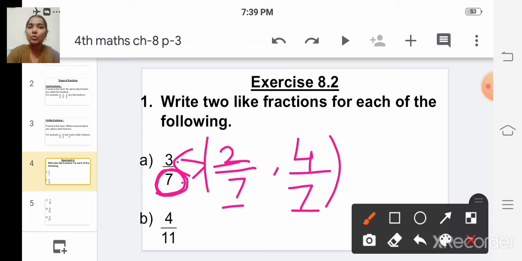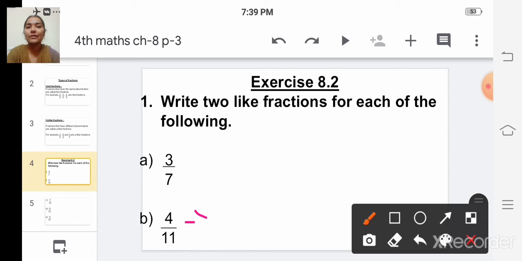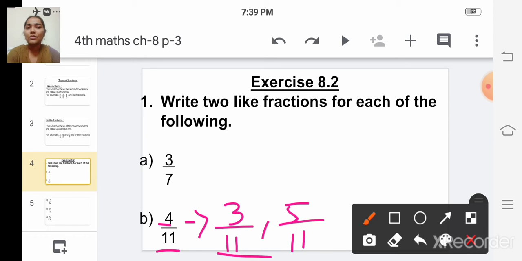We can change the numerators by any number. 3 by 7 they have given, so 5 by 7, 1 by 7 also work. For the next fraction, 4 by 11, the denominator should be 11, and we can change only the numerator. So shall we write 3 by 11 and 5 by 11? Yes, the denominator should be 11.